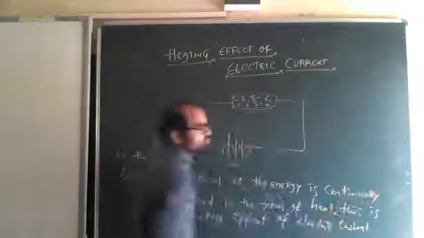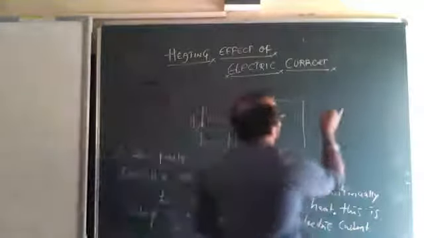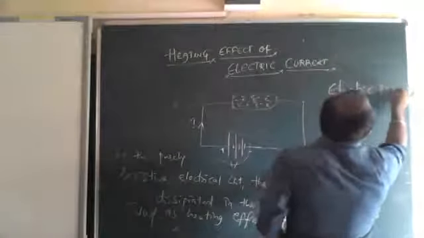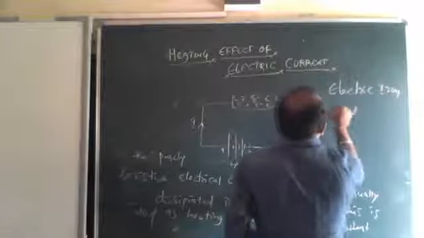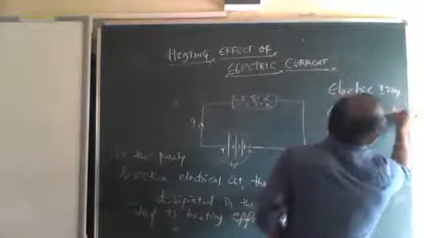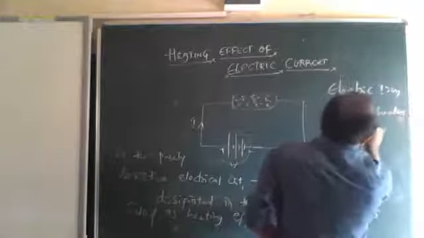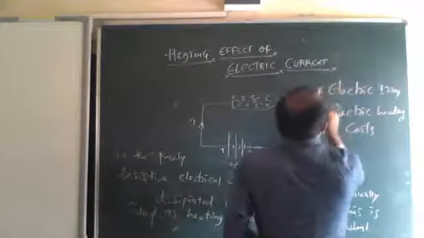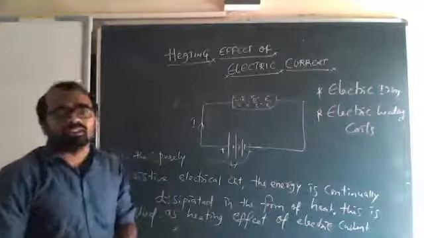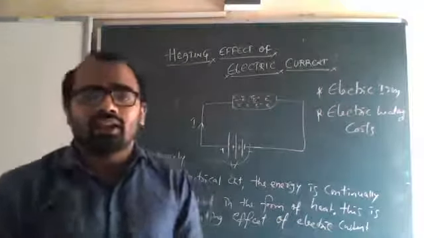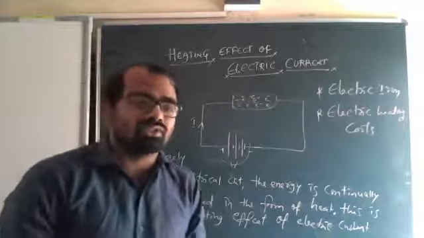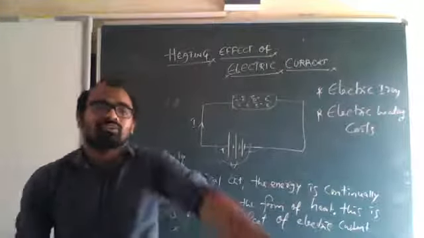So where is it used? It is used in electric iron, and electric heating coils. So examples of heating effect of electric current are electric iron and electric heating coils. So it is very easy. Purely resistive circuit means maximum energy gets dissipated.